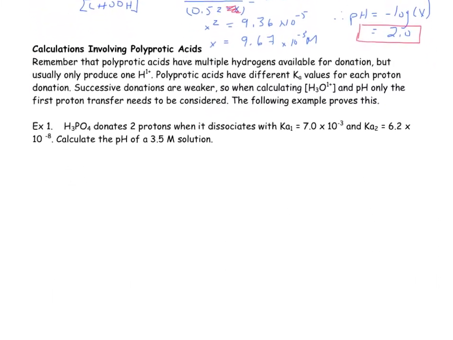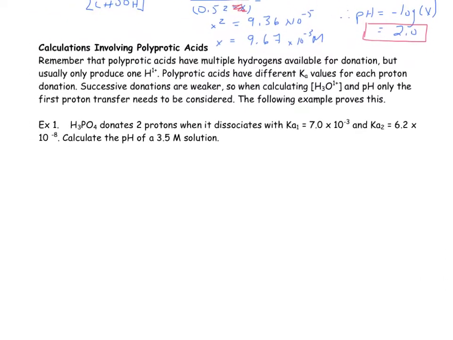Remember that polyprotic acids have multiple hydrogens available for donation, but usually only produce one H+. Polyprotic acids have different Ka values depending on which proton you're donating. Successive donations are weaker, so when calculating hydronium concentrations and pH, only the first proton transfer needs to be considered. The following example proves this.